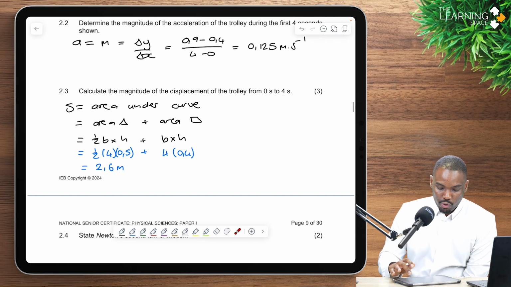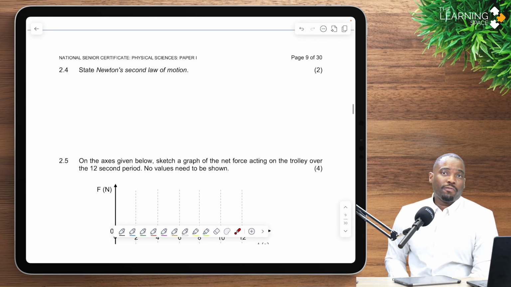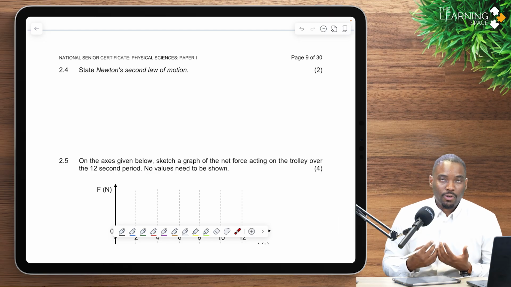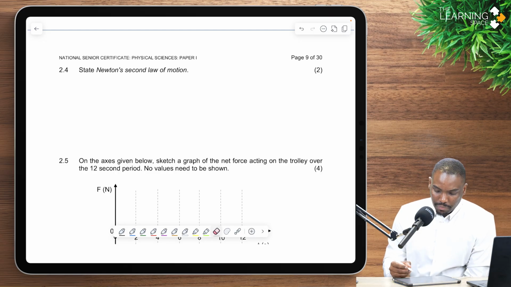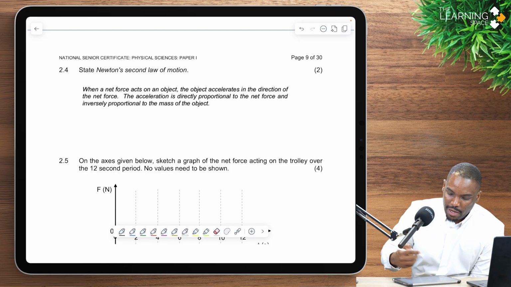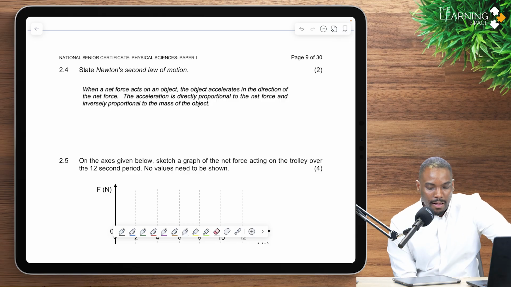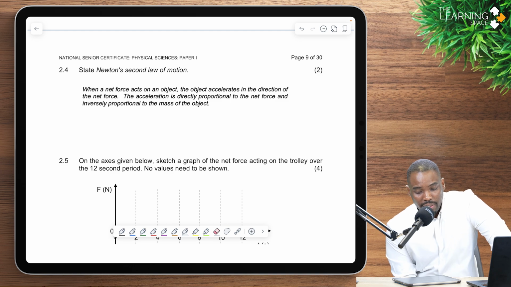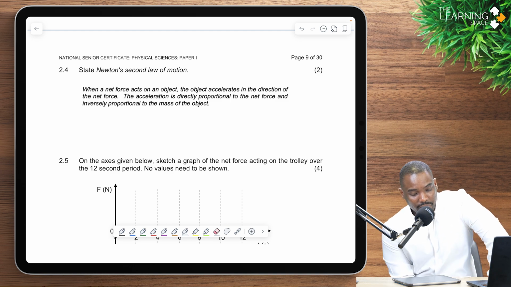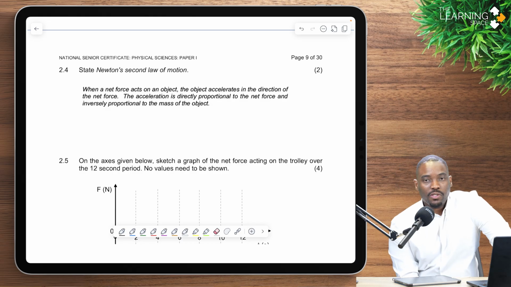Let's jump straight onto 2.4. 2.4 then says, state Newton's second law of motion in words. That's chilled, nothing hectic. If we look at that there, we can see that it says, when a net force acts on an object, the object accelerates in the direction of the net force. The acceleration is directly proportional to the net force and inversely proportional to the mass of the object.